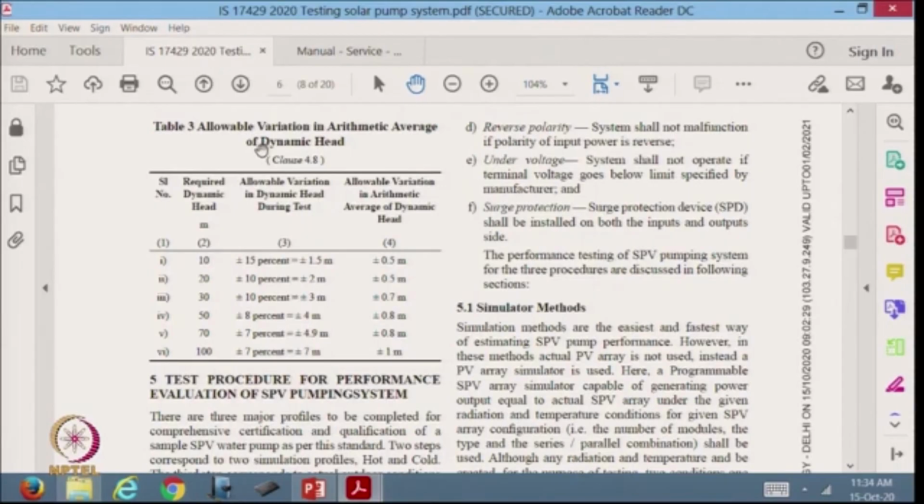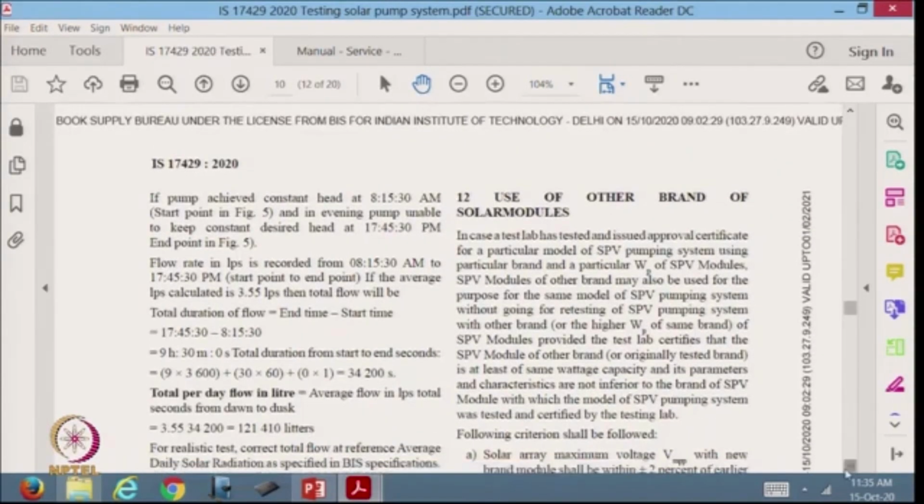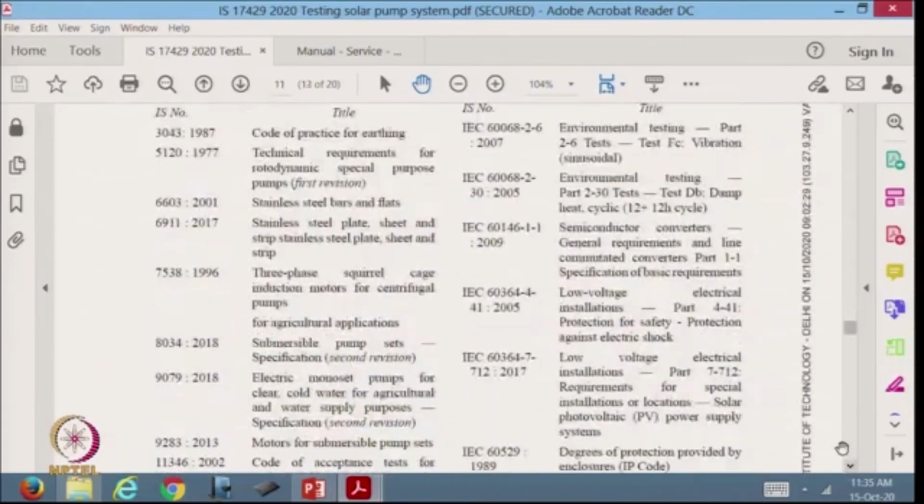There is another table here which says allowable variation, arithmetic average of dynamic head, that when you are setting up the apparatus, how much variation is allowed. So, it is plus minus 15%, plus minus 7%, plus minus 8%, like that it is telling us. That means, when you are designing the setup, you have to have certain parameters within these limits as well. So, that is the third example.